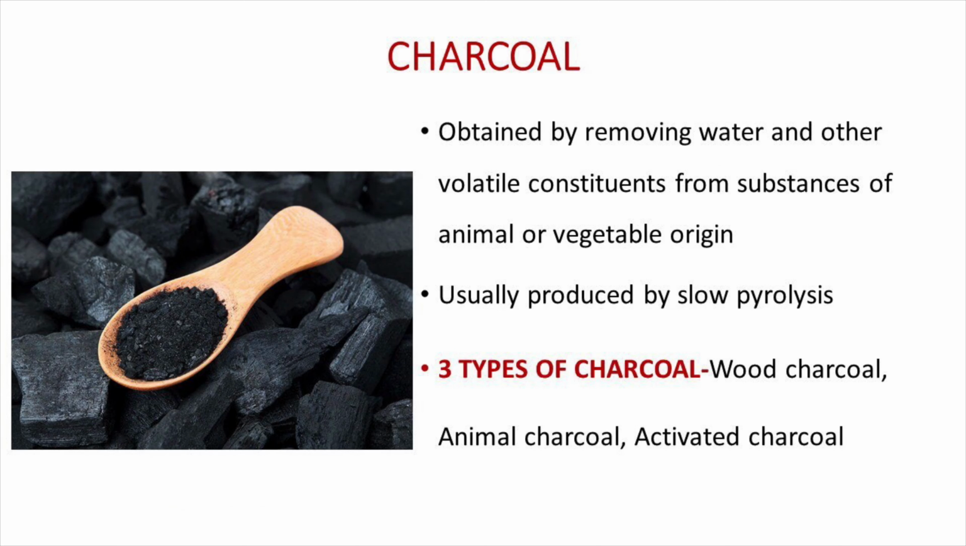Another amorphous form of carbon is charcoal. It is obtained by removing water and other volatile constituents from substances of animal or vegetable origin. It is usually produced by slow pyrolysis. There are three types of charcoal: wood charcoal, animal charcoal, and activated charcoal.